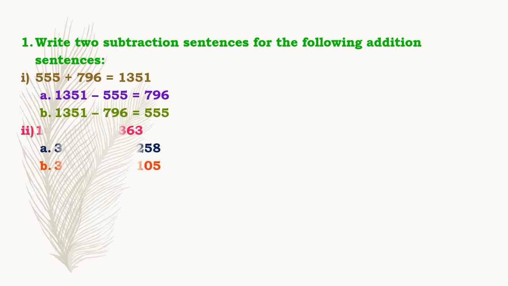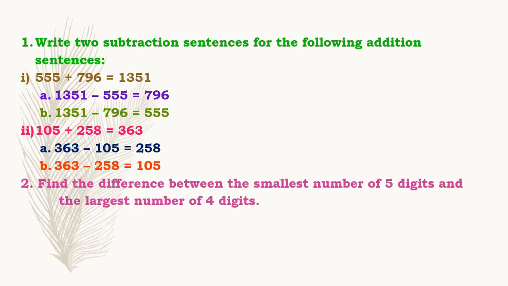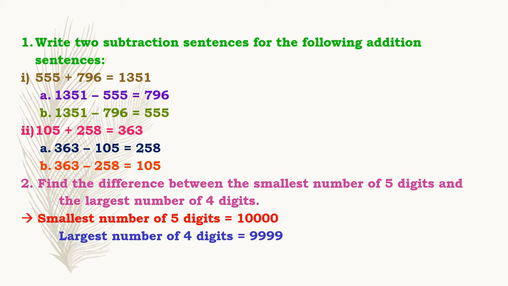The second question was 105 plus 258 is equal to 363. So these two are the subtraction sentences for the second addition sentence. The next question was: find the difference between the smallest number of 5 digits and the largest number of 4 digits. So it is very easy. The smallest number of 5 digits is 10,000 and the largest number of 4 digits is 9,999. So when we subtract them, we will get 1.